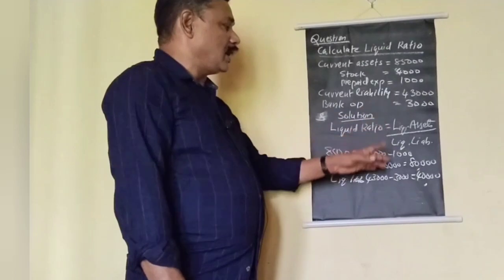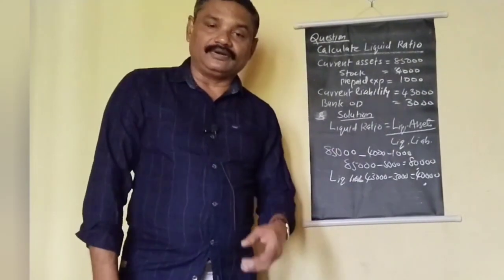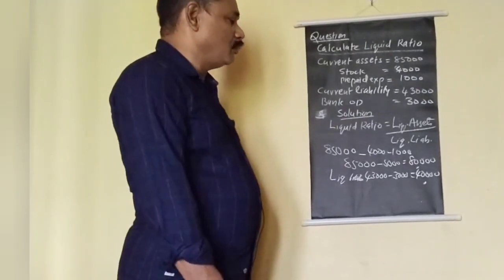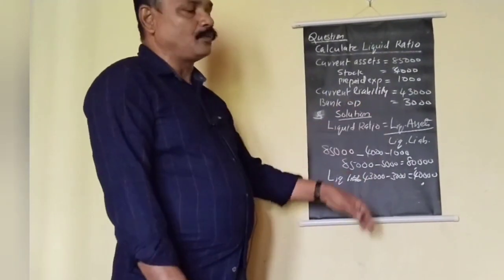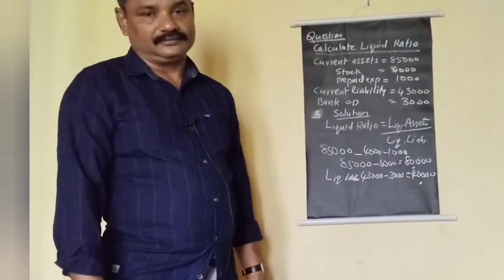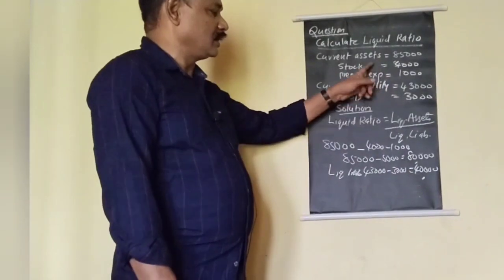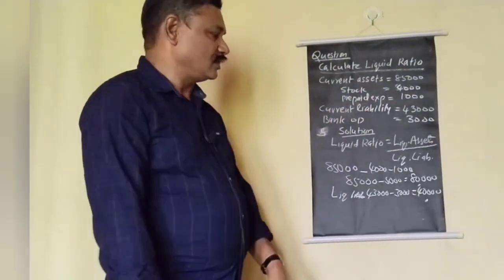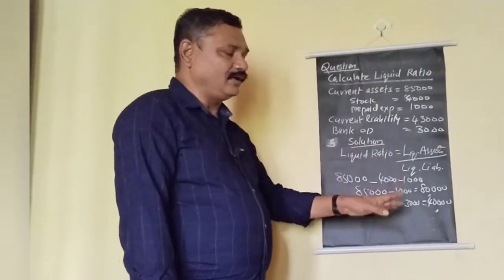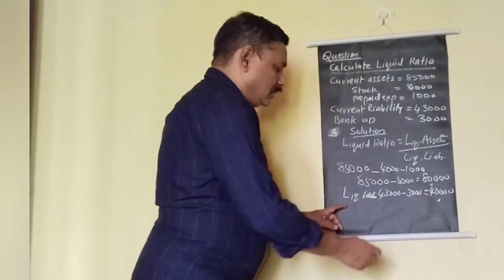Then liquid liabilities. If all current liabilities are given together, what to do? We have to add up all current liabilities and afterwards subtract bank overdraft. Here it is given separately, current assets and current liabilities are given separately, so that is why we are separating it. Okay, see, 40,000 is the liquid liabilities.